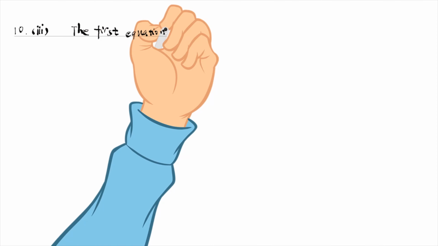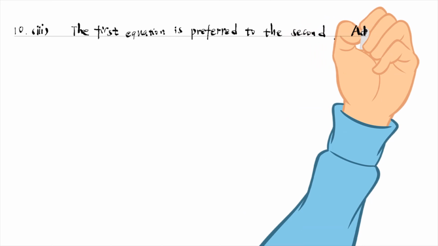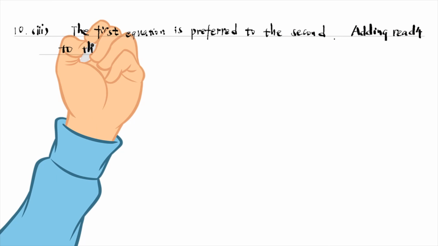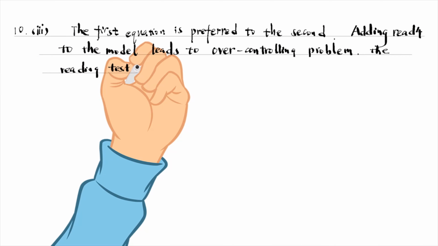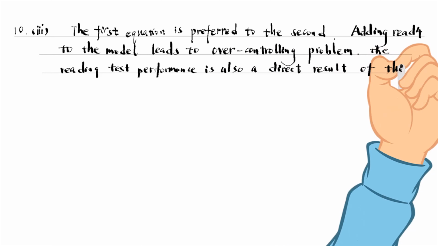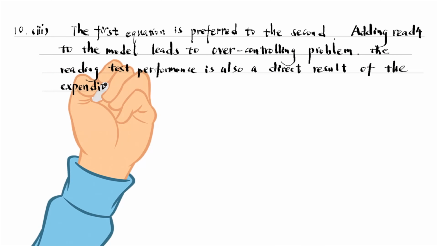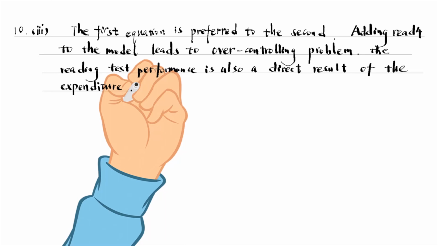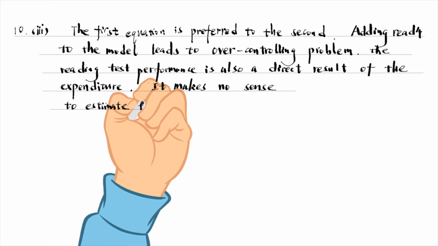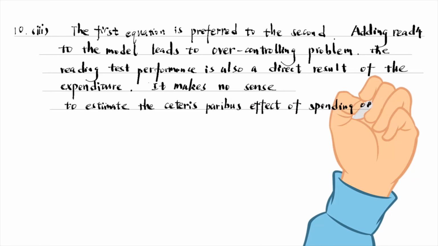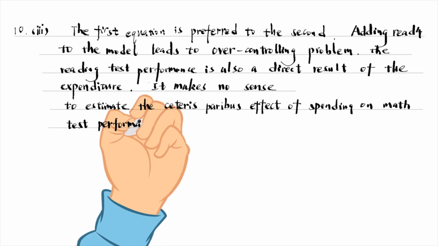For the third question, the first equation is preferred to the second because adding the reading test performance variable to the model leads to the over-controlling problem. The reading test performance is also a direct result of the expenditure per student. It makes no sense to estimate the ceteris paribus effect of spending on math test performance while holding reading test performance fixed.